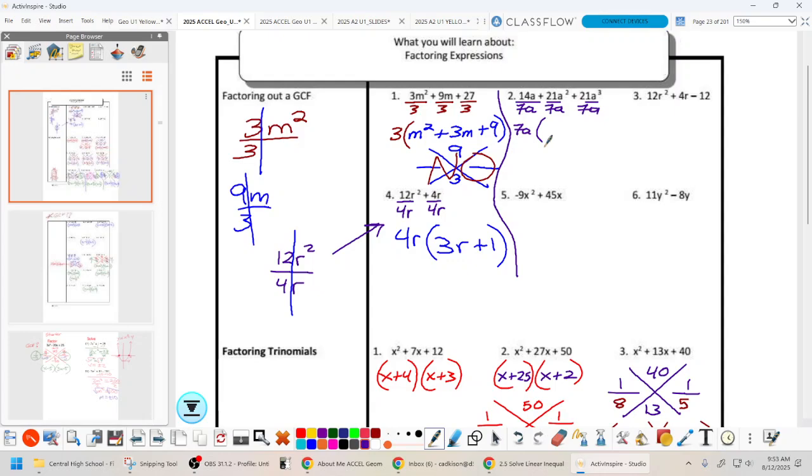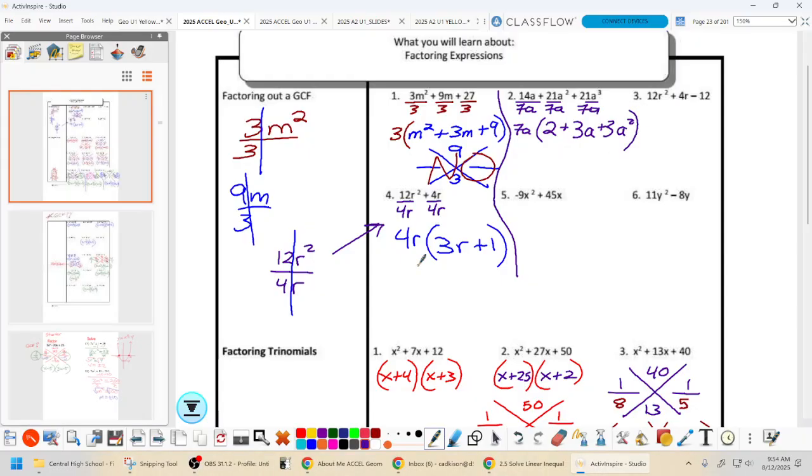So I told you yesterday to separate numbers from letters. This is 14 divided by 7, and then A divided by A, so that's just 2. Okay, 21 divided by 7 is 3. A squared divided by A is A. And then 21 divided by 7 again. A cubed divided by A is A squared.